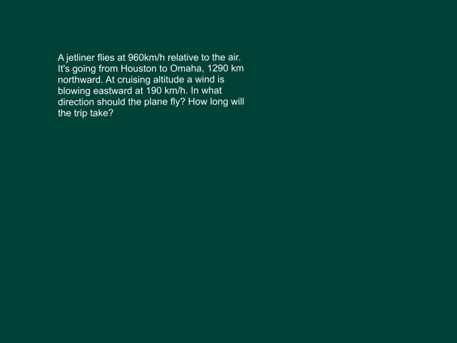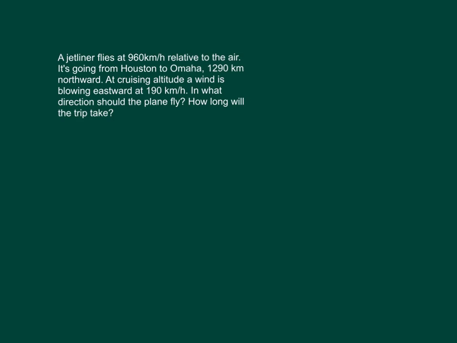Hello everyone, here we are again looking at another example of relative motion, a particular example of two-dimensional motion. This one's about a plane trying to go from Houston to Omaha in the northward direction, and it has a particular velocity of 960 kilometers per hour relative to the air. The distance it needs to go between the two cities is 1,290 kilometers.